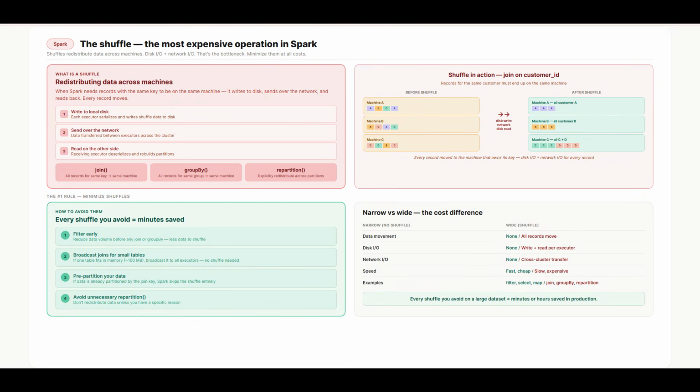Group by operations also trigger shuffles. If you're aggregating revenue by product category, all records for the same category need to be on the same machine. Same mechanism, same cost. The number one rule for writing fast Spark jobs: minimize shuffles, filter early, reduce data volume before joins, use broadcast joins when one table is small. Every shuffle you avoid is minutes or hours saved on large datasets.